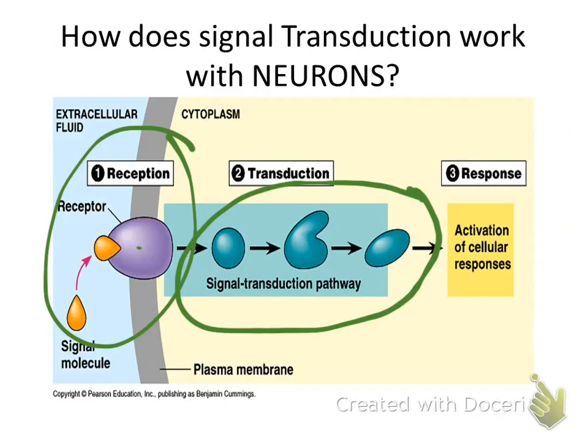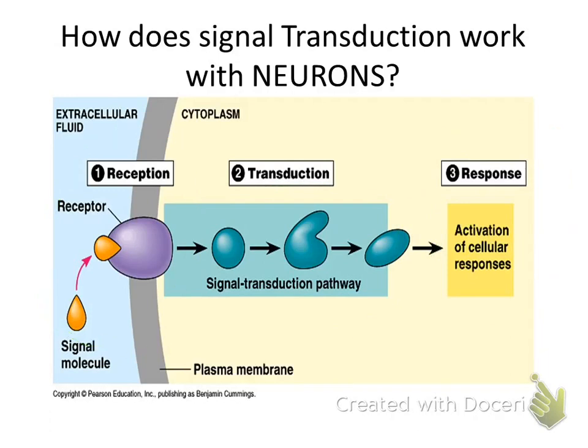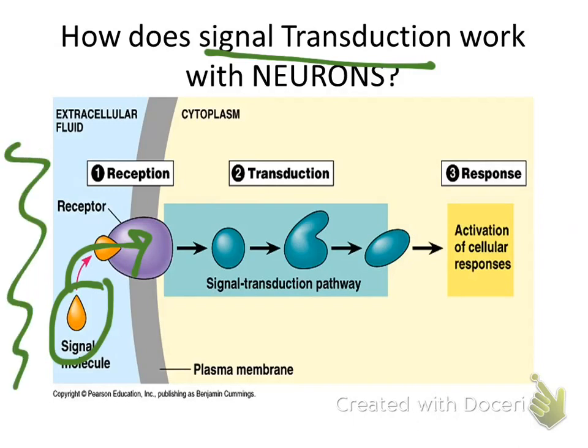So how does this have anything to do with neurons? Well, neurons talking to neurons. That's all signal transduction is. And this is signal transduction. Okay, so here's how it happens. Acetylcholine binds to the neuron. So this would be like the postsynaptic neuron, because this would be the synapse.